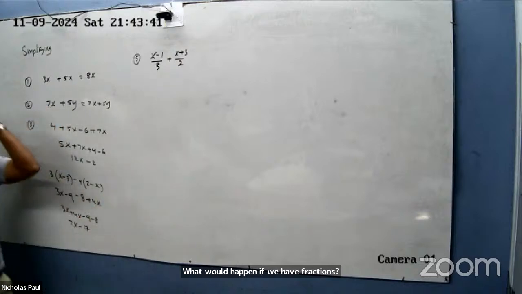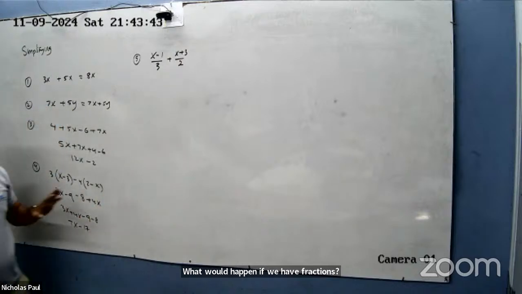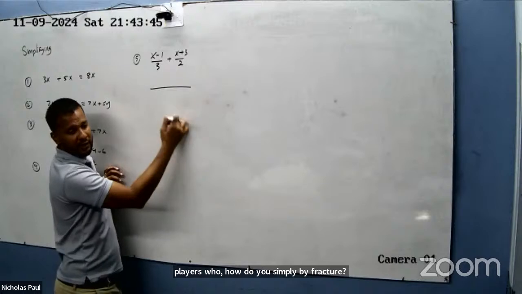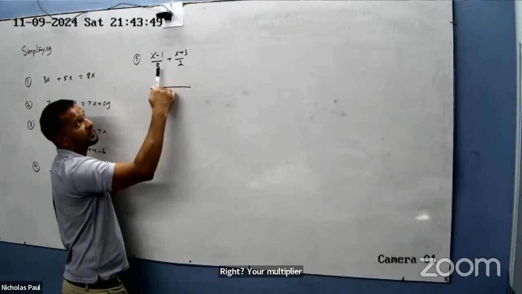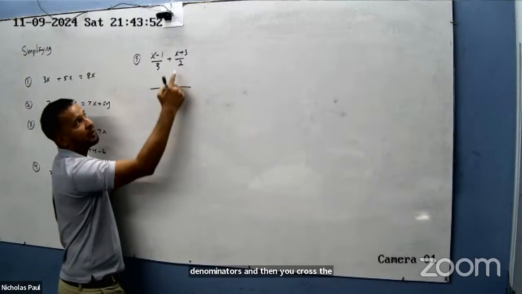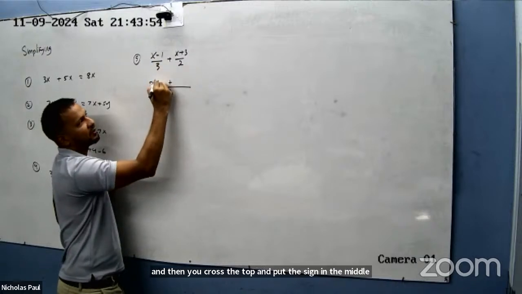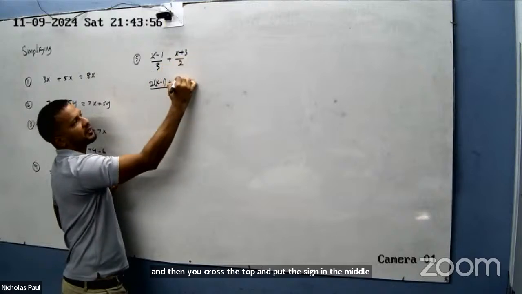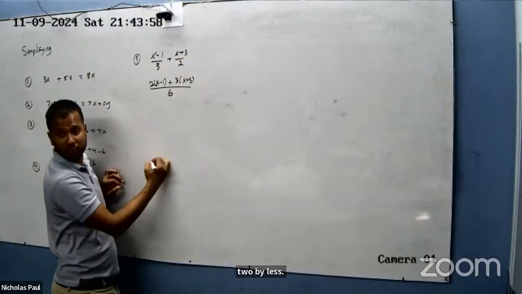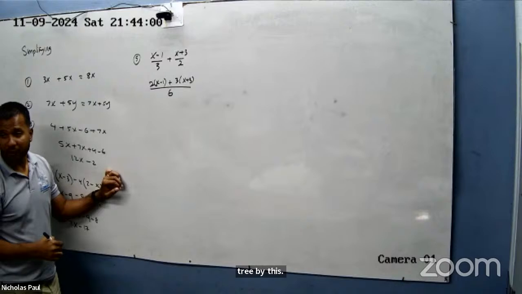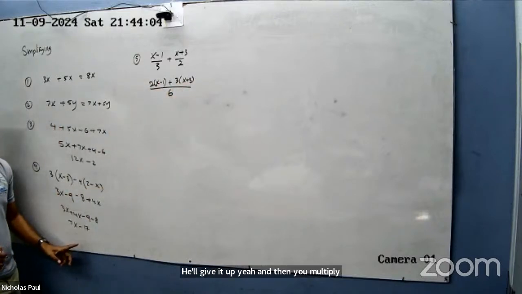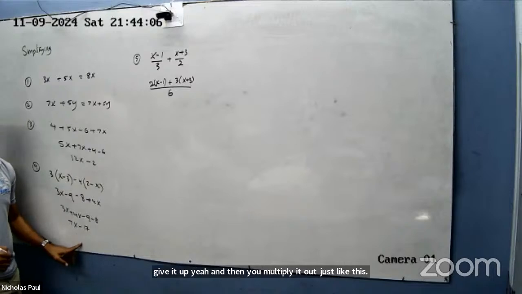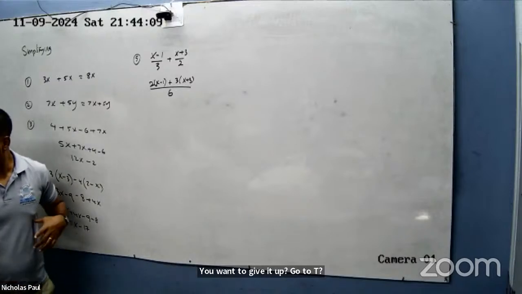What do you do? How do you simplify fractions? Real simple, right? You multiply your denominators, and then you cross the top and put the sign in the middle. 2 by this, 3 by this. You okay with that? Yeah? And then you multiply it out just like this. You okay with that? Everybody okay with that, right?